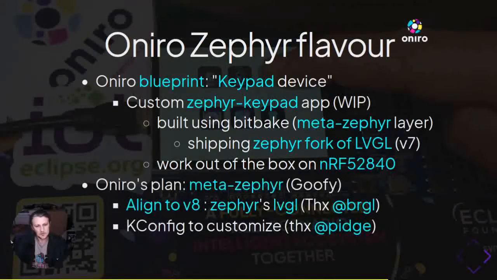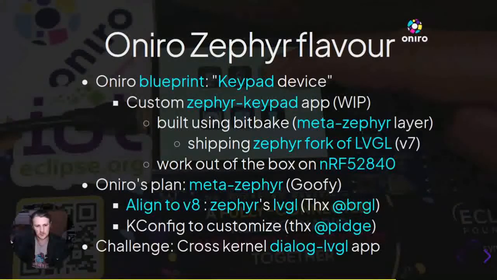So the plan for the future, in the next Oniro release, which will be named Goofy, is to align the LVGL version between Linux and Zephyr, so we need to update the Zephyr recipes to version 8 of LVGL. This is some work going on in our team, and thanks to Bartosz for this upstreaming effort. It's about to be merged, if not yet done. And we are also doing some effort to do some customization using the Kconfig mechanism, where you can select some specific feature using a graphical menu.